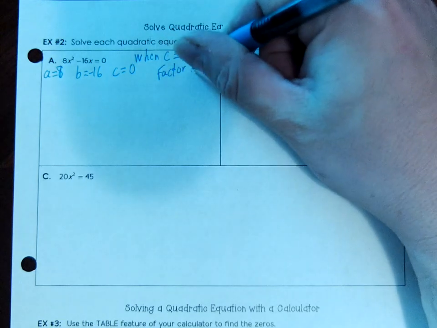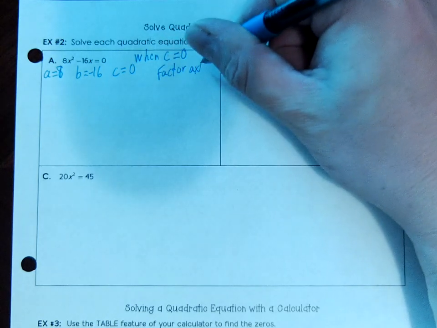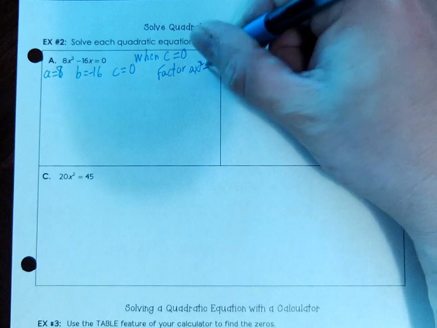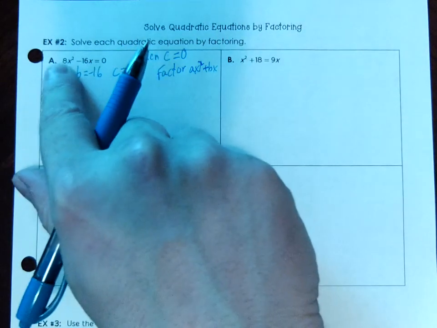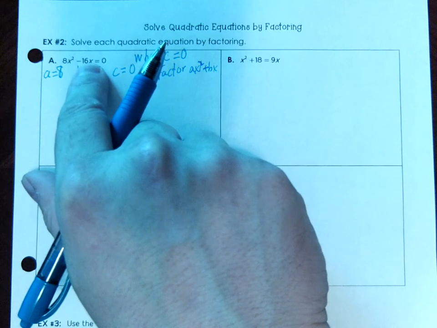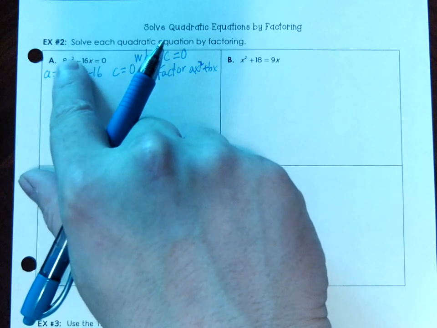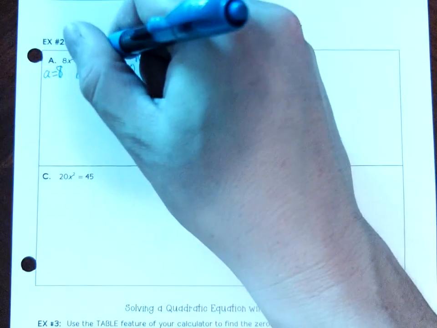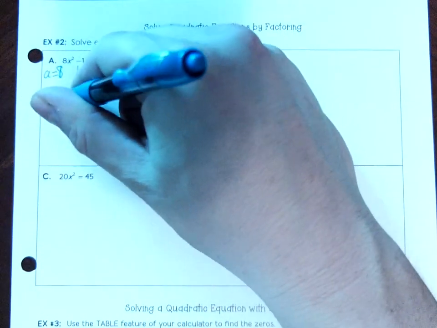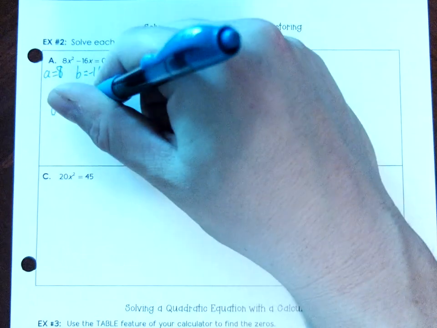Factor ax squared plus bx. Just factor the first two. So the 8 and the 16 both divide by 8. Now the numbers don't have to have a common number here. If they don't have a common number, that's fine. Just pull out an x. But here they both divide by 8. So we have 8x times the quantity x minus 2.